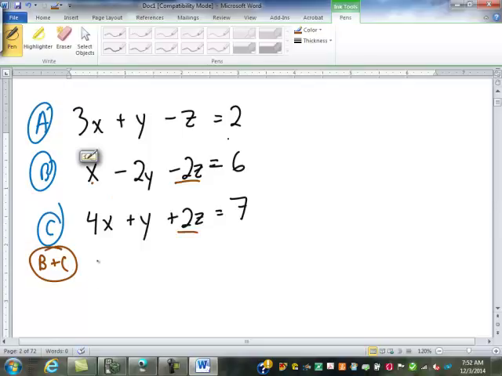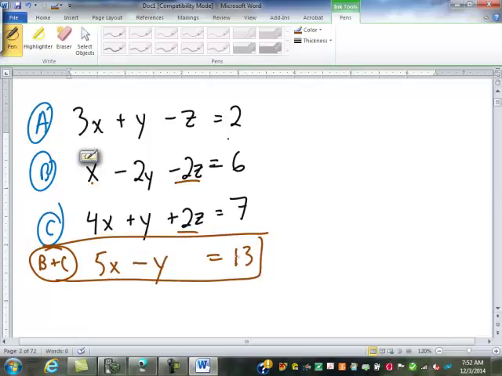x and 4x, 5x. Negative 2y and positive 1y, negative 1y, just negative y. Negative 2z and positive 2z goes up. Equals 6 and 7, 13. So there is my first equation.